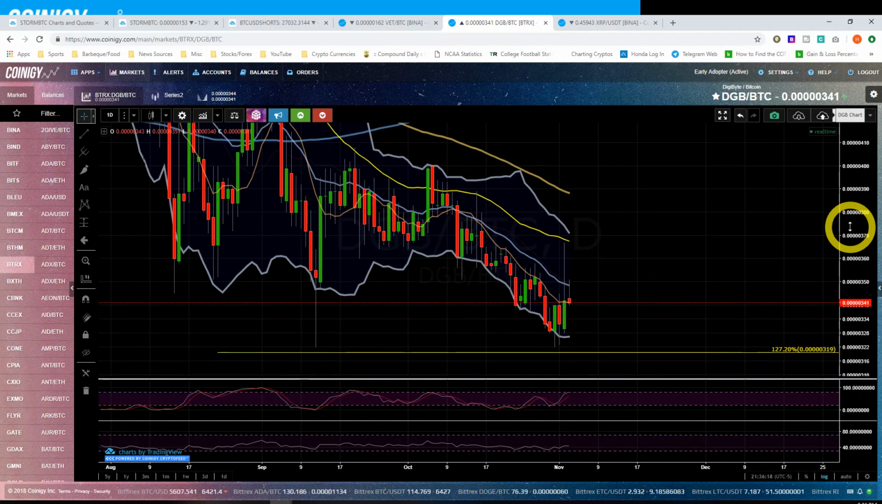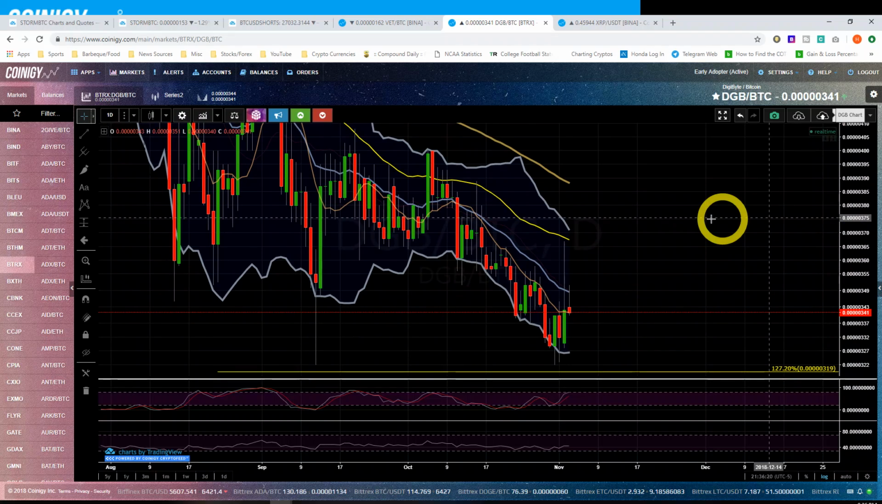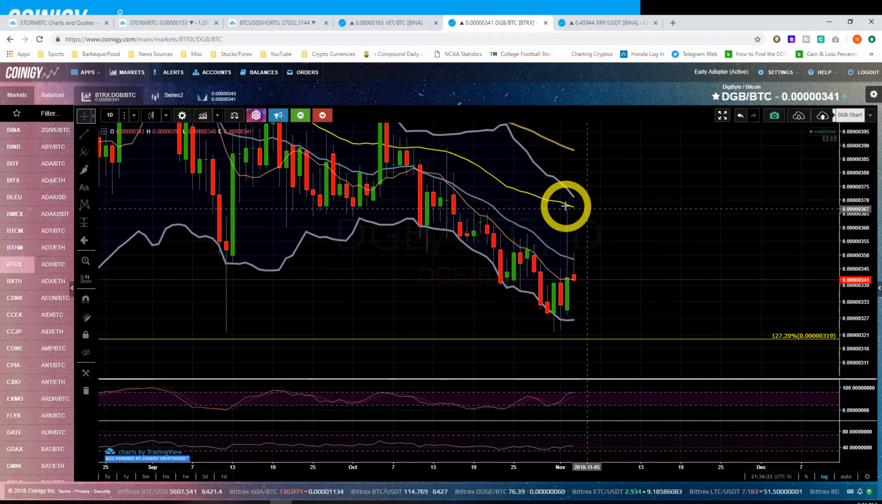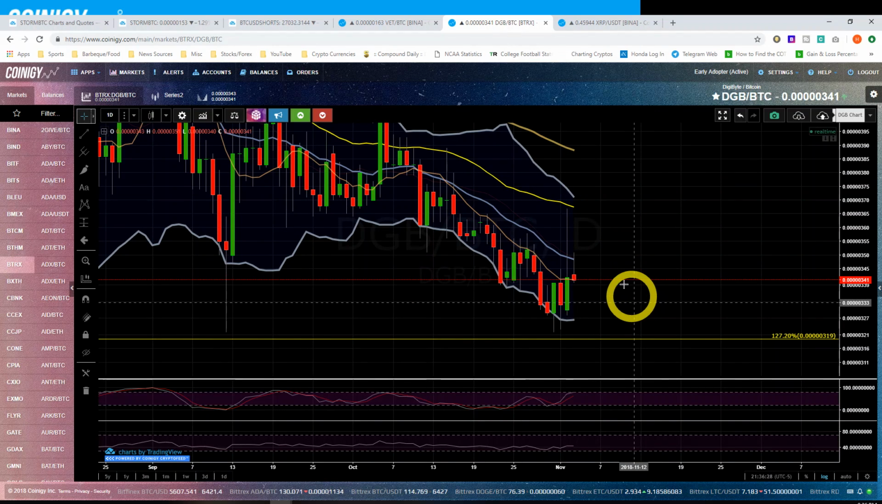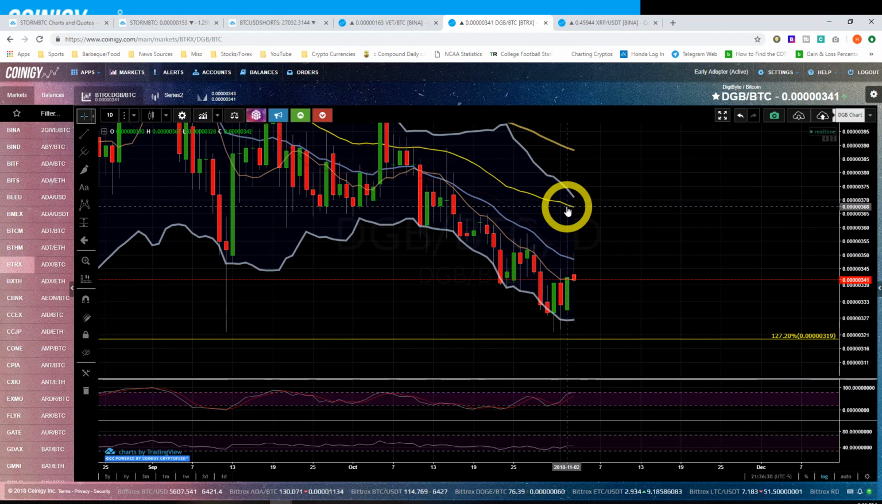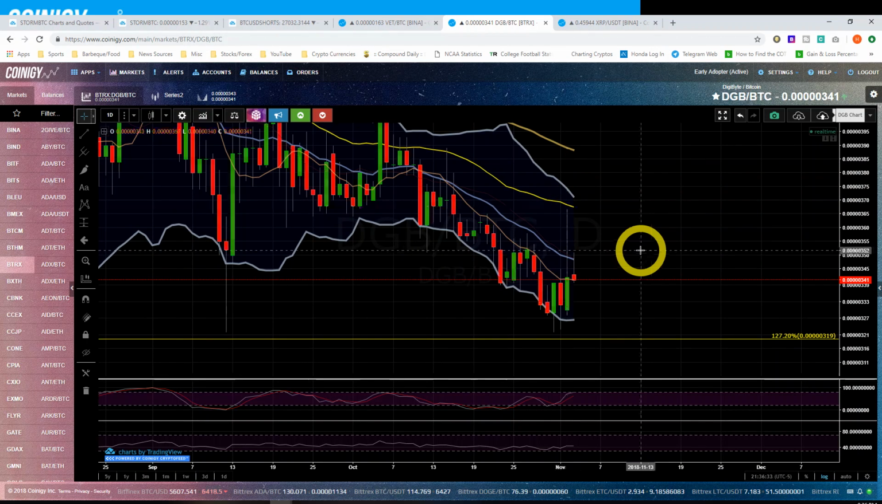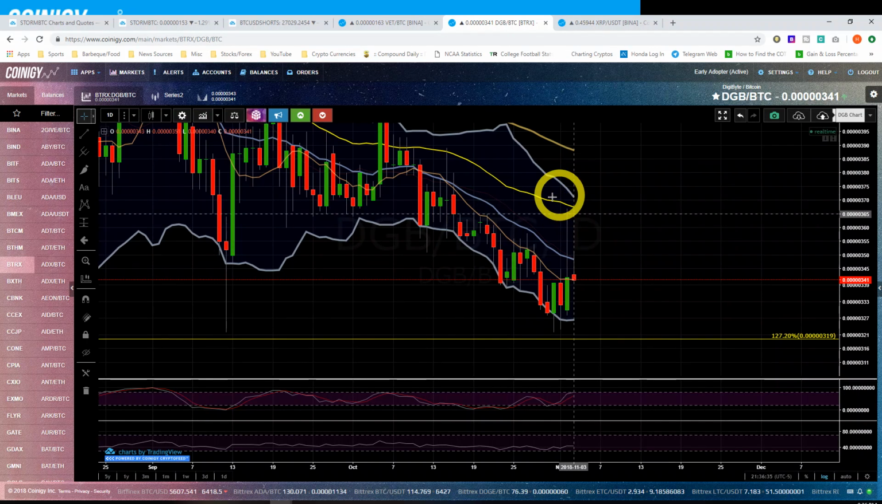Amazing how those EMAs work. Look at this, guys. There's your 50 EMA, and look where it hit, the high. Touched it, backed off. 50 EMA right there. Right there.